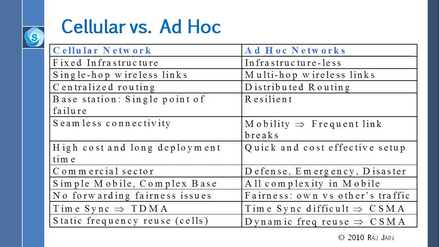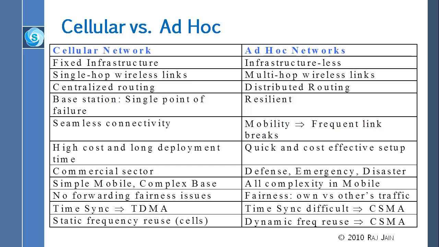Seamless connectivity. Generally, the connectivity remains the same as long as you are inside the cell. But in ad hoc networks, because people are moving, the links are frequently breaking, and the routing information changes very fast.